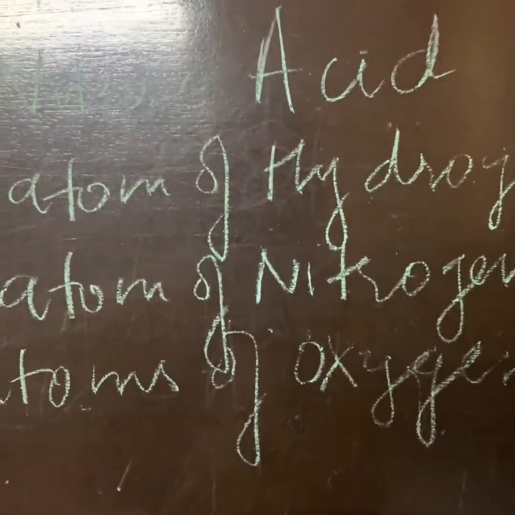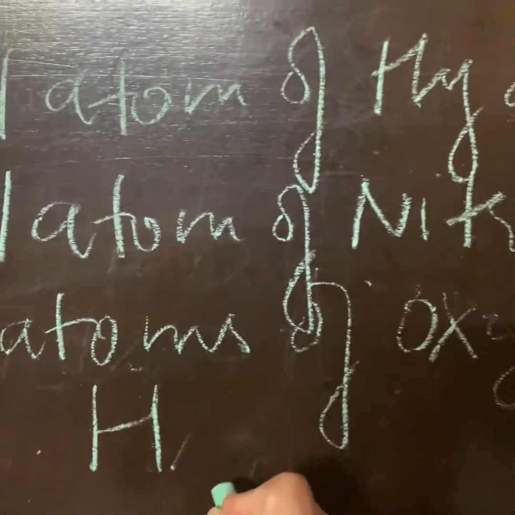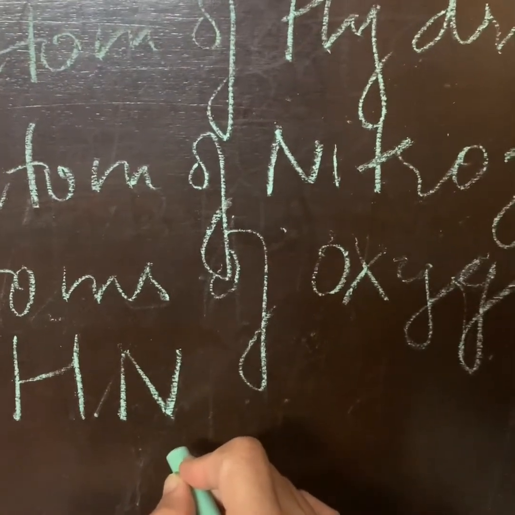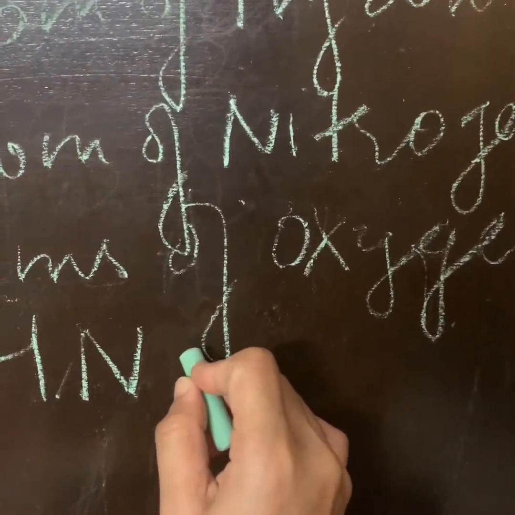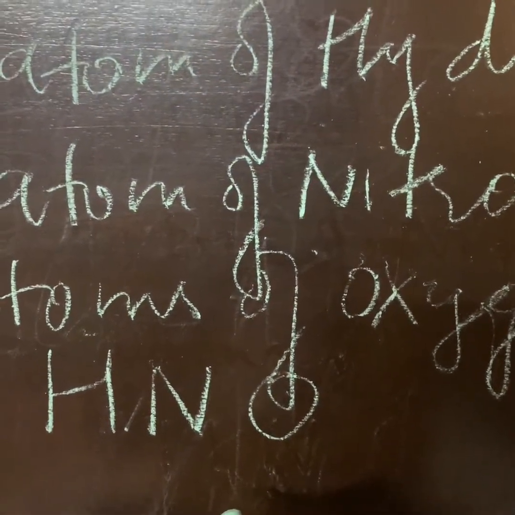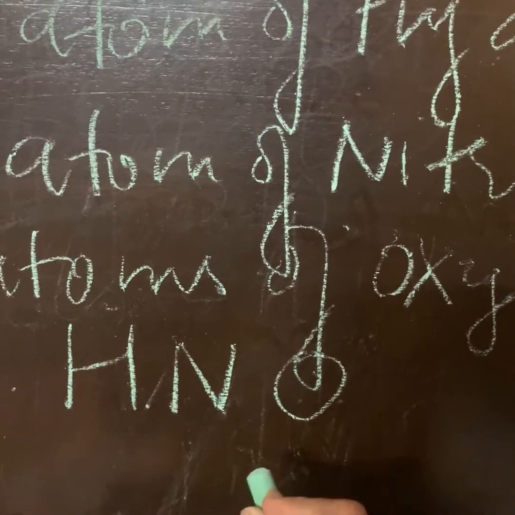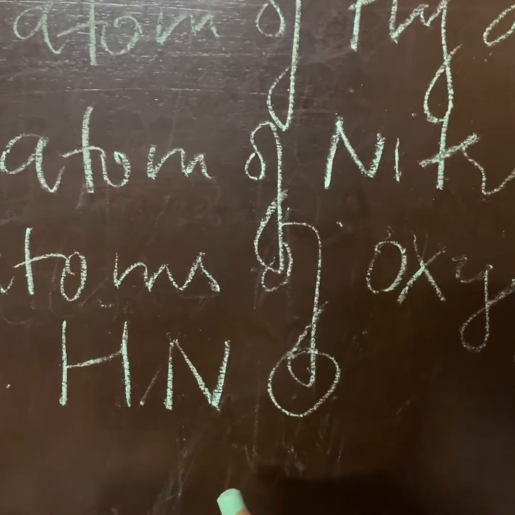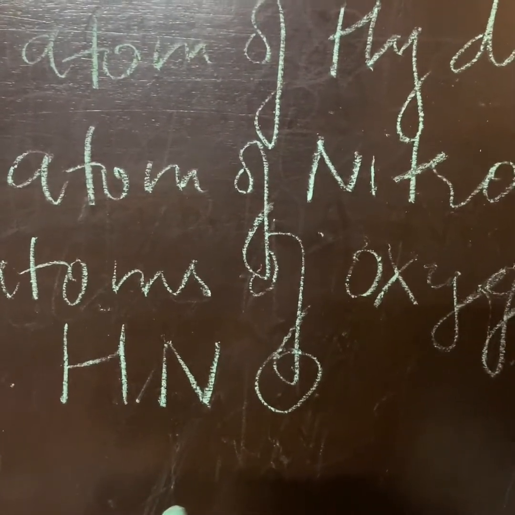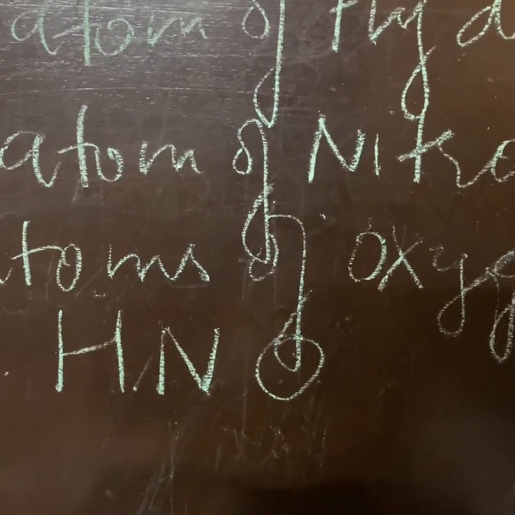Now what is the chemical symbol of hydrogen? H. What is the chemical symbol of nitrogen? N. I told you in the previous class. What is the chemical symbol of oxygen? O. Now where you have to write the number of atoms. The number of atoms are written in the subscript on the right side of the chemical symbol of the element. But please do take care that one is not written as a subscript.